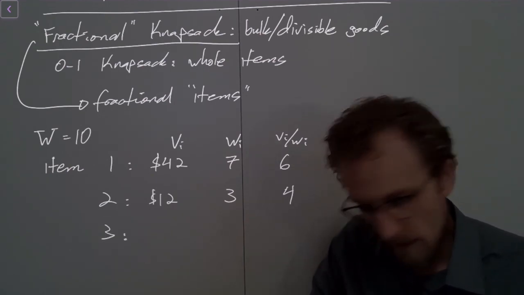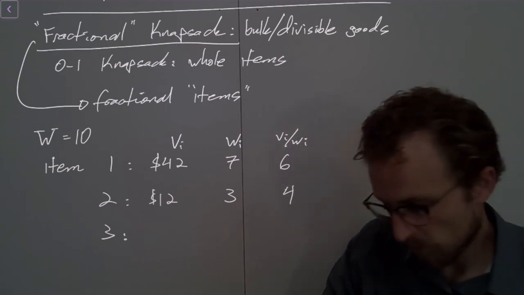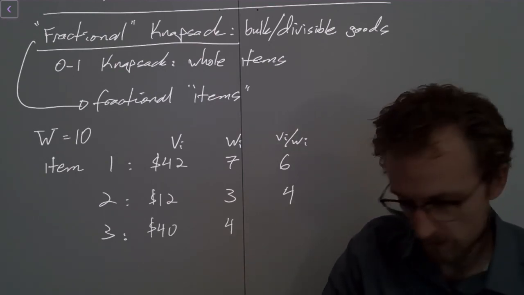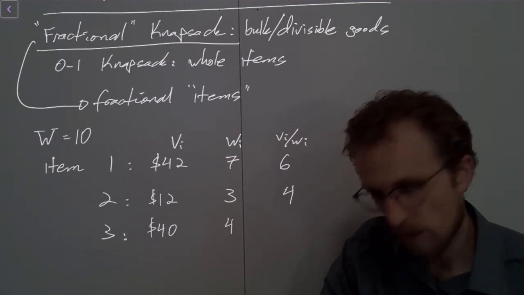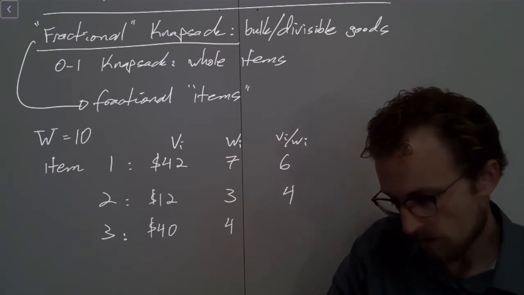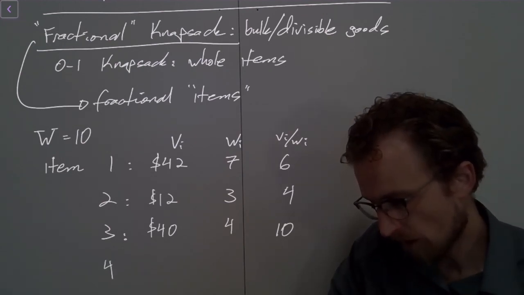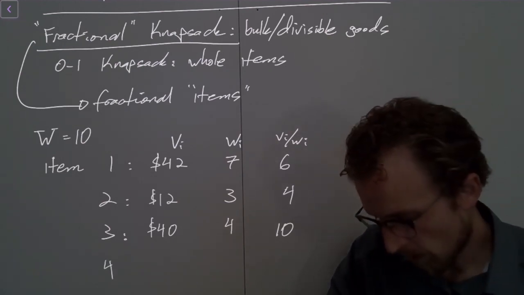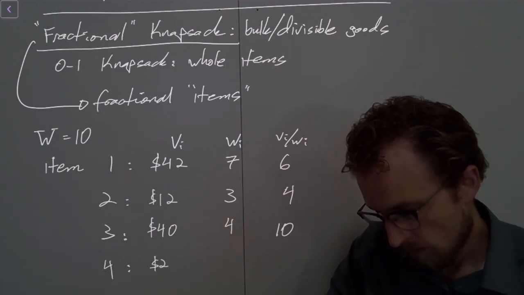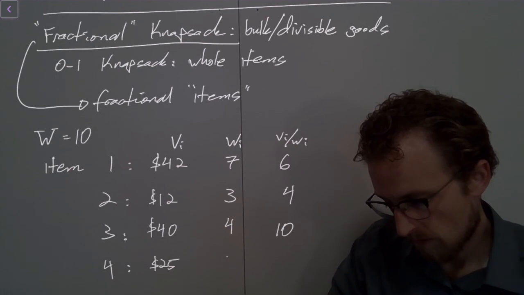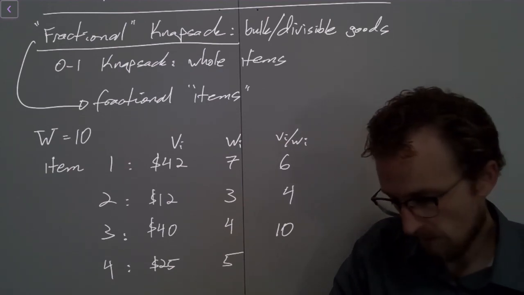Item 3 I think is the good one. Yeah, so item 3 is $40 altogether. There's only 4 pounds of it, but it's 4 pounds for $40. That's $10 per pound. And then item 4 is $25 total, 5 pounds altogether, and the value per weight is 5.